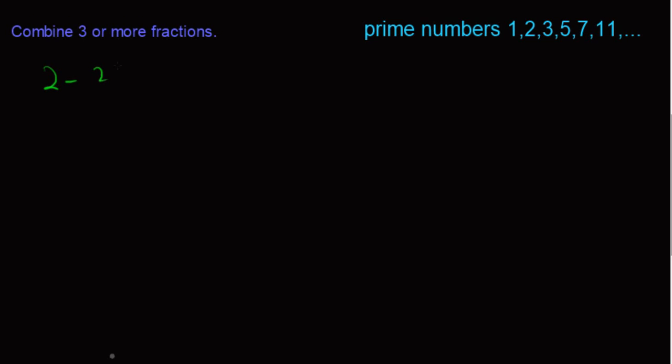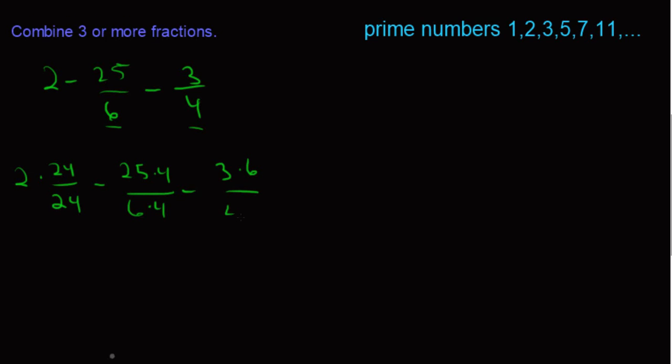2 minus 25 over 6 minus 3/4. Let's look for a common denominator the way we've been doing it. Here we can find a denominator of 24, which is just 6 times 4. So I'm going to have to make 2 times 24 over 24 minus 25 times 4 over 6 times 4 minus 3 times 6 over 4 times 6.